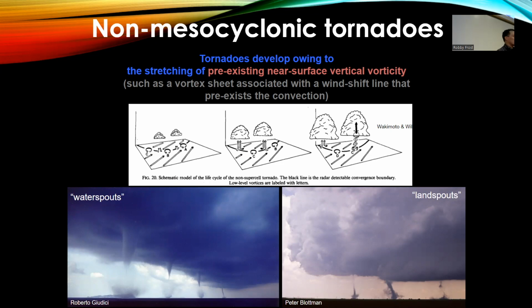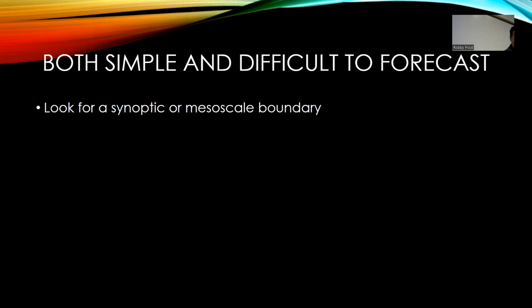Okay, non-mesocyclonic tornadoes or land spouts, water spouts, you frequently see these in clusters strung out along boundaries. I'm not going to spend a whole lot of time on it. The mechanism is you've got a swirl on a pre-existing boundary. If an updraft sits over that, you can amplify it to a tornado. It's pretty straightforward. You don't need any of the other fancy mechanisms. So they're simple and difficult to forecast.